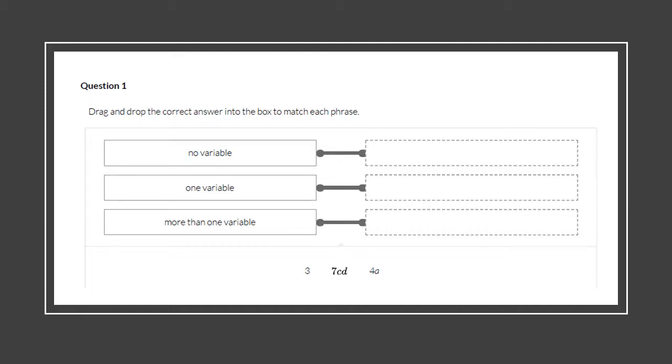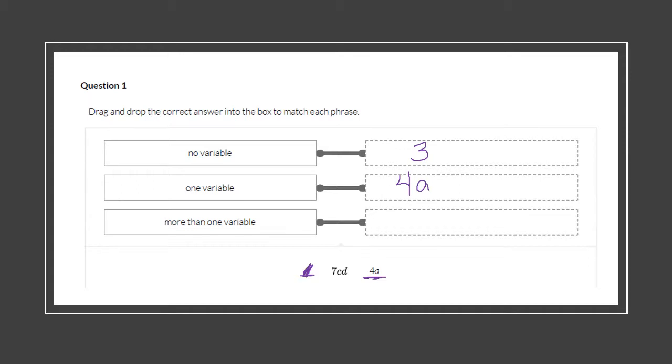Okay, so we don't really have the drag and drop option, but I can rewrite these down here into the boxes. So the one with no variables means it has no letters in it. So the one I see that has no letters is 3. So that one is gone from our choices now. One variable means it has one letter. A variable is just a letter. So the one that has one letter is 4A.